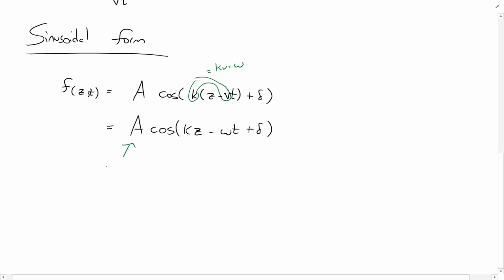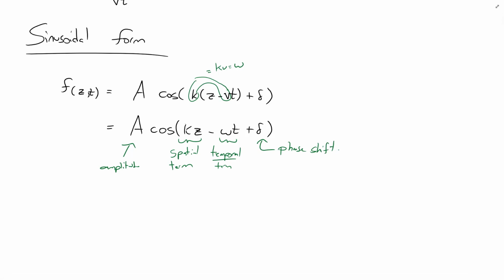So what we have is just our amplitude up front here. This is our spatial term of the wave. This is our temporal term of the wave. And this here is our phase shift. So this is the most common real form of a sinusoidal wave.